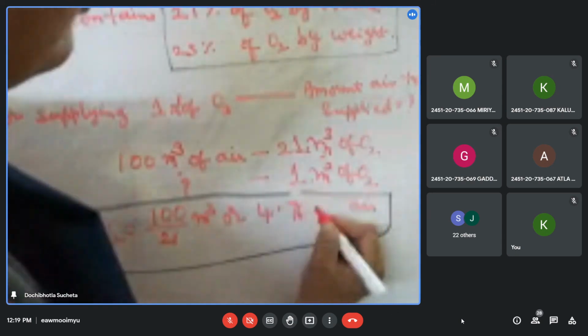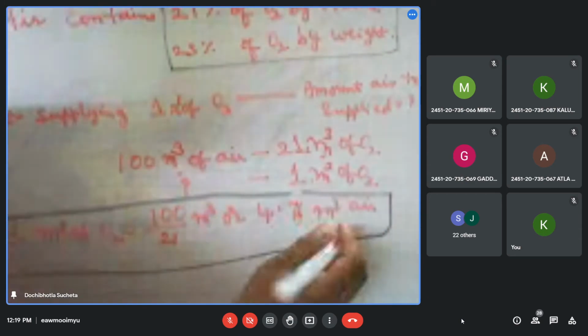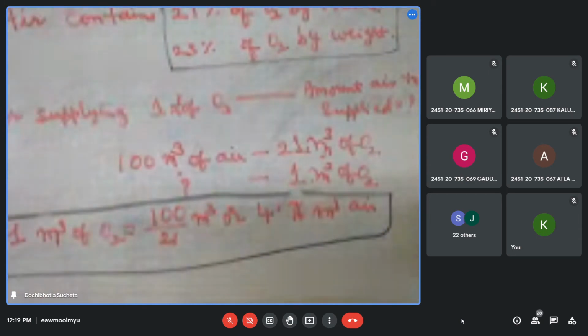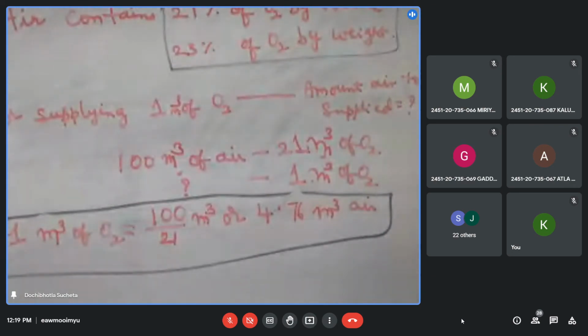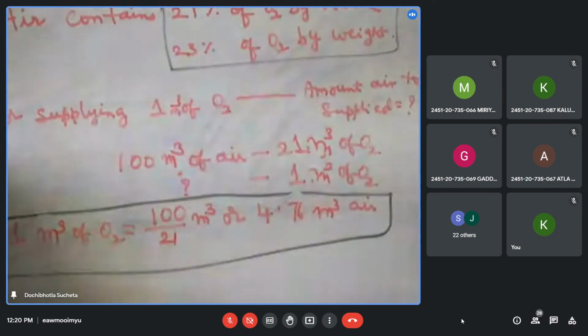4.76 meter cubes of air. These are very important formulae for numericals. That's it. I can't say any other word more than this. So whatever you're putting in the block, apply. That finishes the numerical part of your exam.